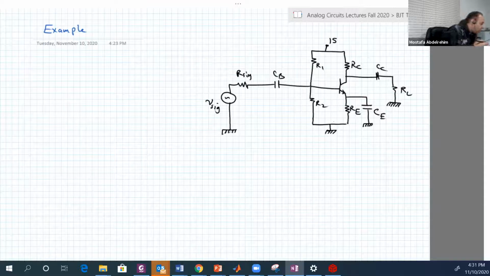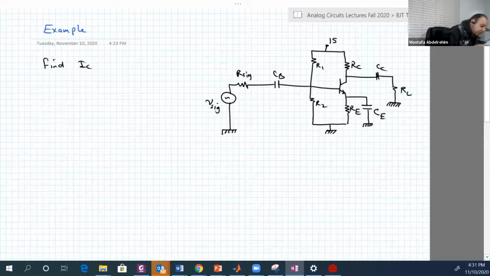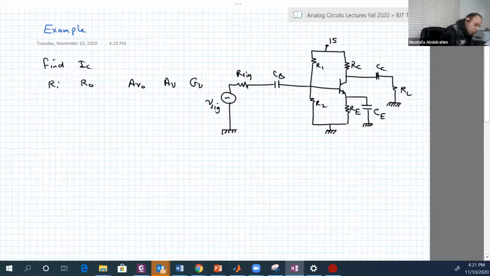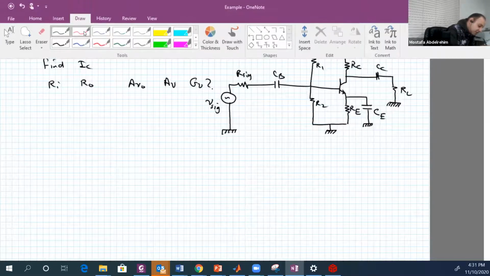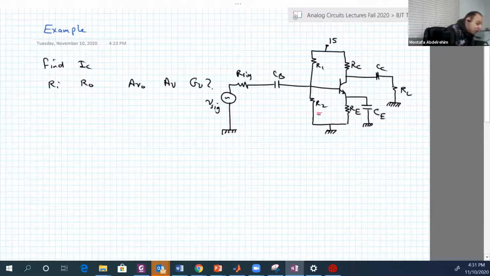So what is the requirement? First, find IC and our input, our output, the open circuit voltage gain AV, and GV. All these are requirements. Good. What are the numbers? So we have R2 equal to 15 kilo ohms.